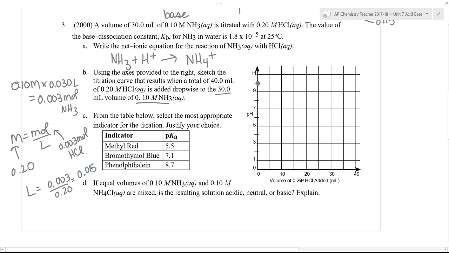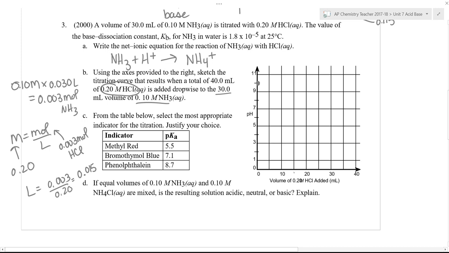The other way you can think about it is, you notice that your acid is twice as concentrated as your base. So in order to get to the equivalence point, you need to add half as much acid as you had base. So if you had 30 mLs of base and it's 0.1 molar, you're only going to need 15 mLs of 0.2 molar to get to a point where you have equal moles. So that's what we're looking for there.